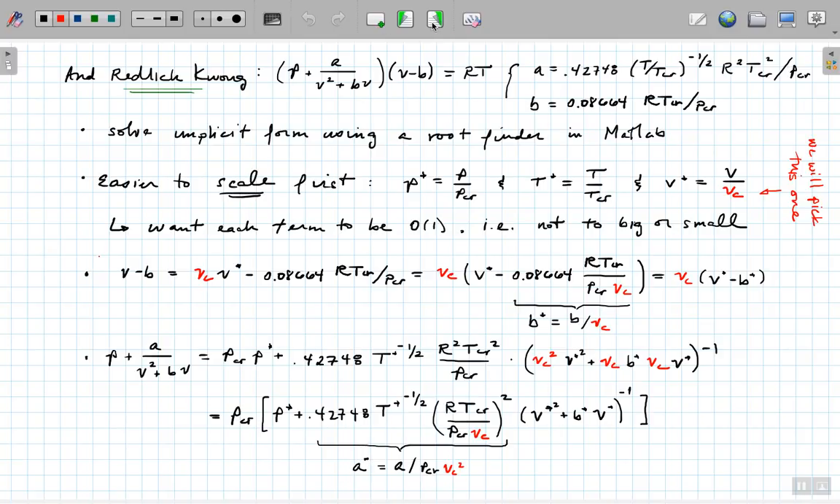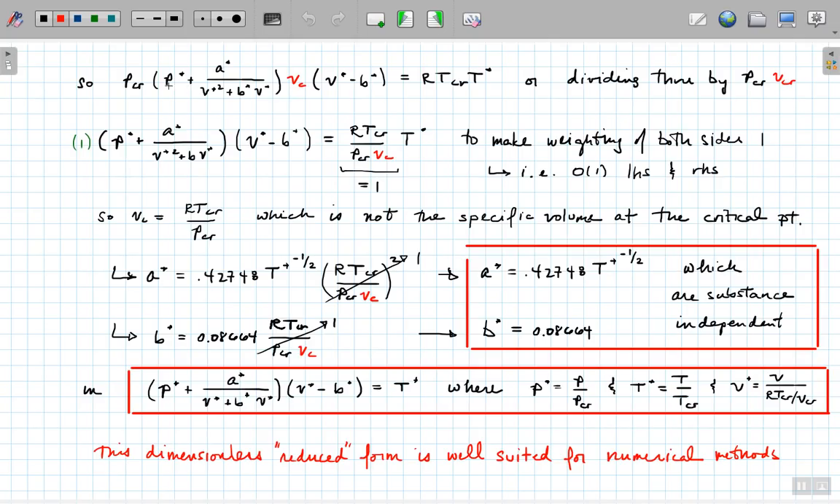So let's continue now by plugging these both into the Redlich-Kwong equation and finishing things out. So P has turned into this, the P term.